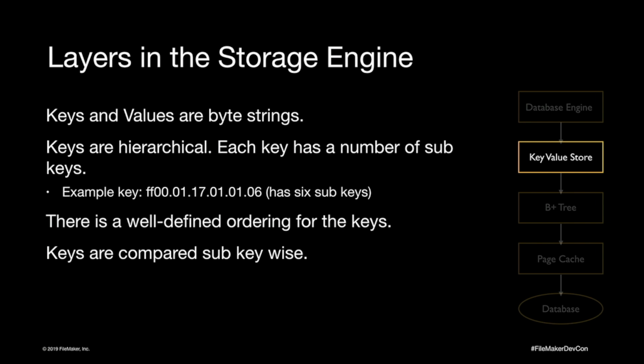In the case of the FileMaker database engine, we don't compare the whole keys. We compare one subkey at a time, starting from the left. For example, take that example key. We first compare the first subkey, FF00, and if the keys match, then we move down one level and compare the next subkey, like that. That's how we implement the comparison between keys.